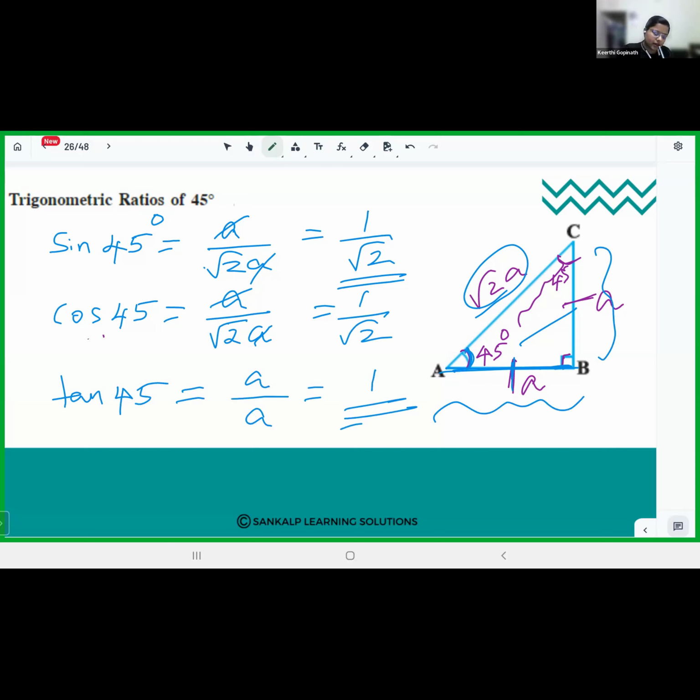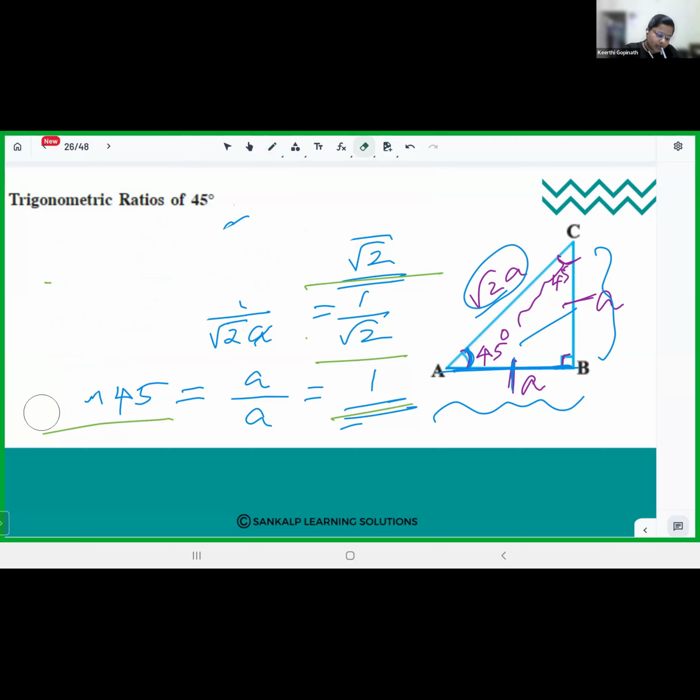Now we have obtained the trigonometric ratios of 45 degree. Sine 45 is 1 by root 2. Cos 45 is again 1 by root 2. Tan 45 is 1. Now, similarly, we can find the trigonometric ratios of 30 degree, 60 degree, 0 and 90 degree. And I'll tell you an easy method to memorize all these values, okay?